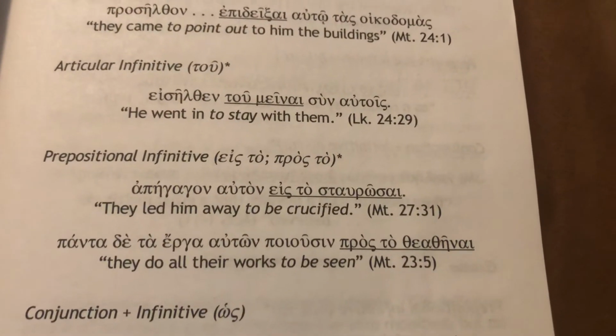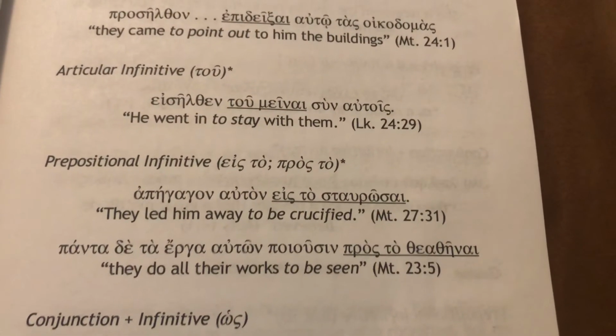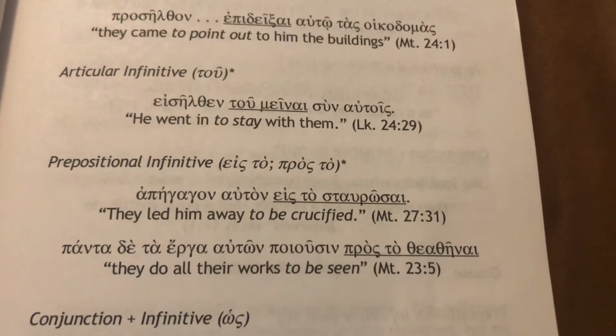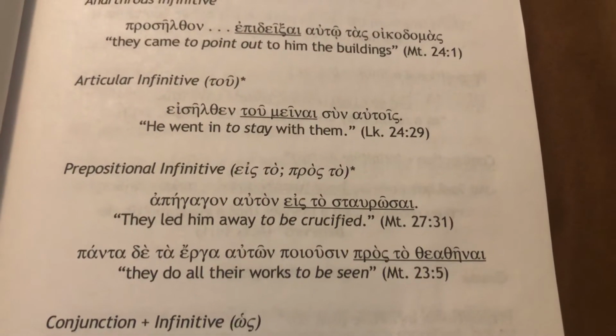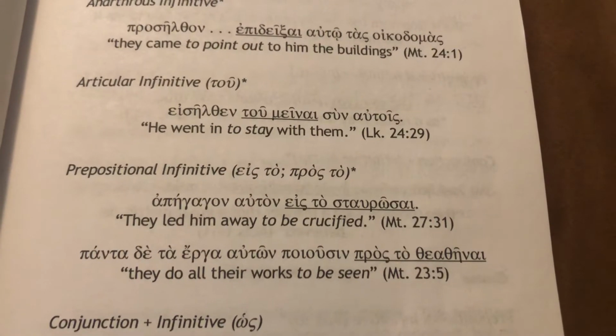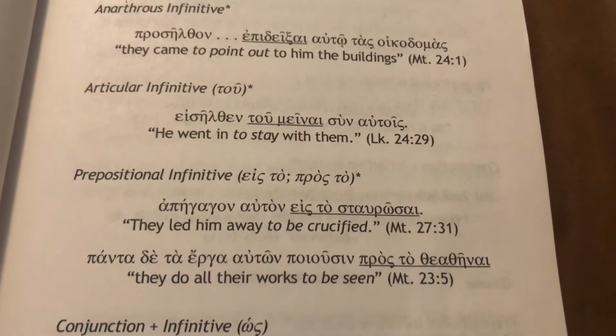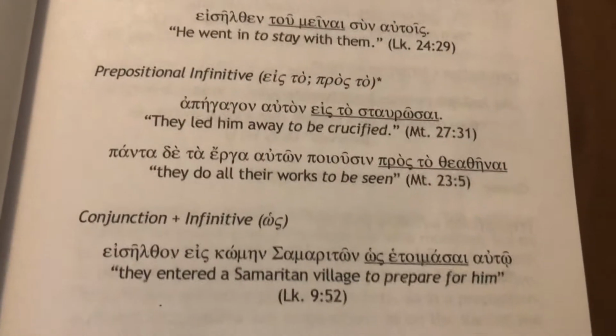They do all their works to be seen, right? So that's an aorist passive infinitive. Look at the nai, right? From theaomai, it's a deponent, in order to be seen.